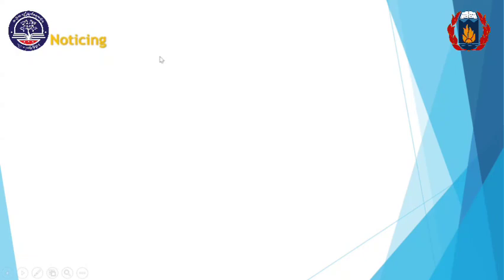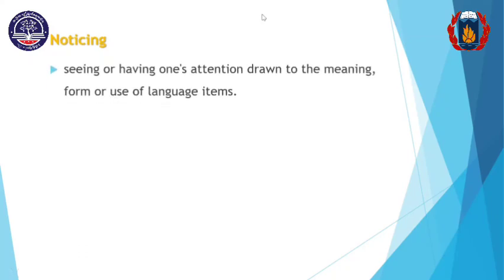So what can the teacher do for the students to notice the target language? To be able to notice the target language, the students need to give their attention. So the teacher needs to incorporate some text that can draw the learner's attention, depending on the meaning, form, or use of the language item. So the teacher needs to give exposure to the learner to be able to notice.